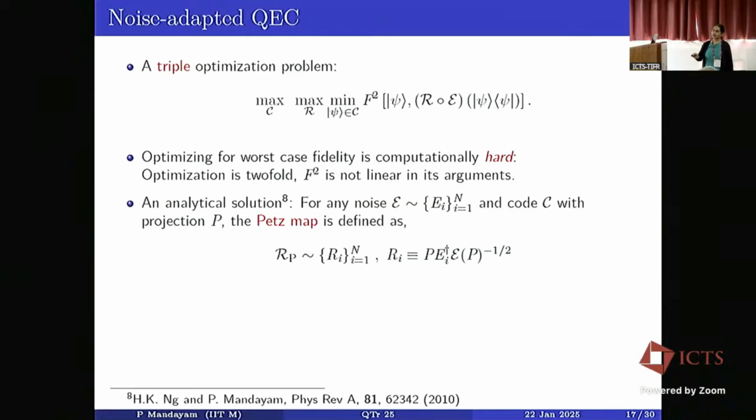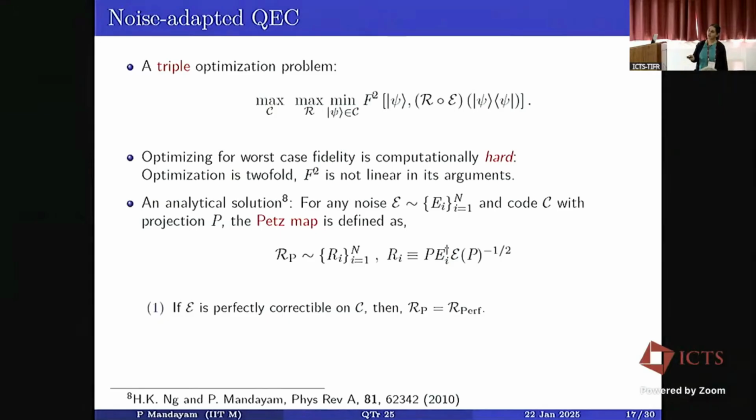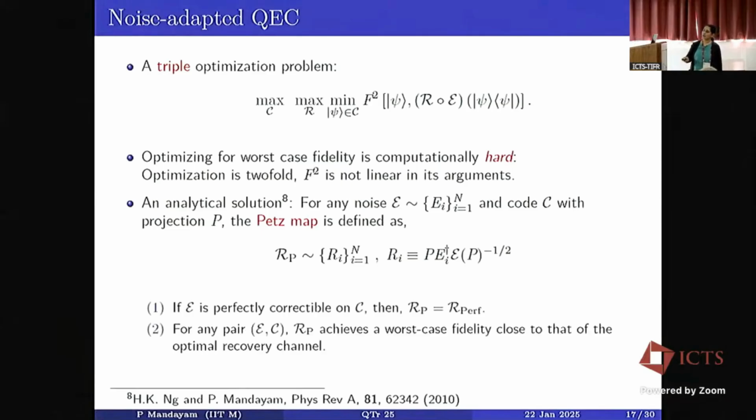And with this analytical construction, we showed that it maps back to the perfect case in the limit that you have a code which is perfectly correctable for this noise, which is nice. And then for any arbitrary code and noise, this achieves a worst case fidelity which is close to that of the optimal recovery channel. So it does not solve the problem of the optimal recovery map, but it says if there exists a very good recovery map, then the PETS map is going to achieve a worst case fidelity which is close enough to that very good optimal recovery map, right?